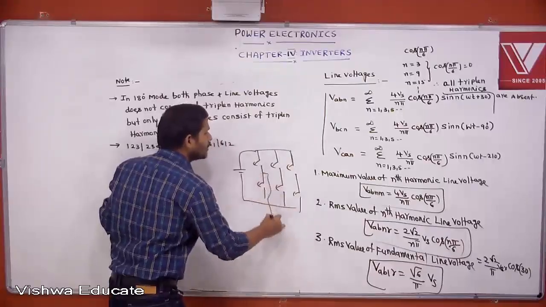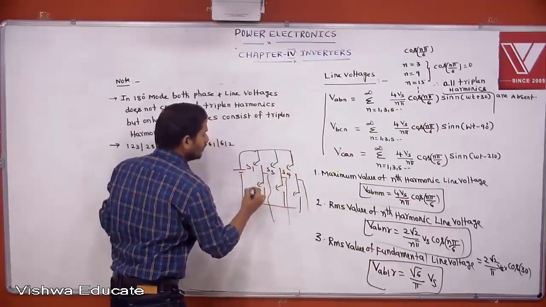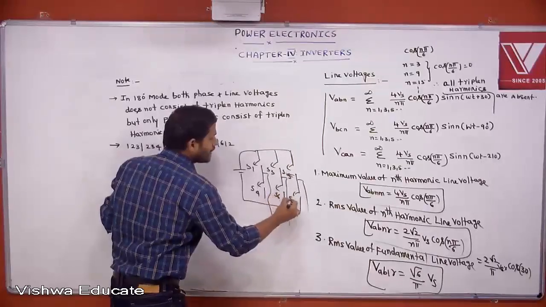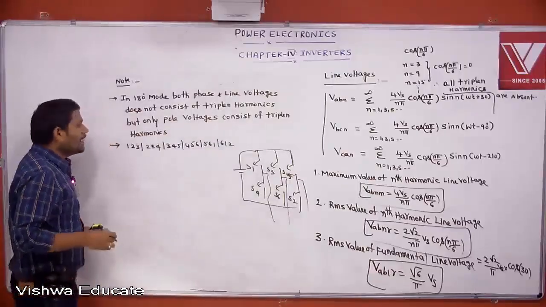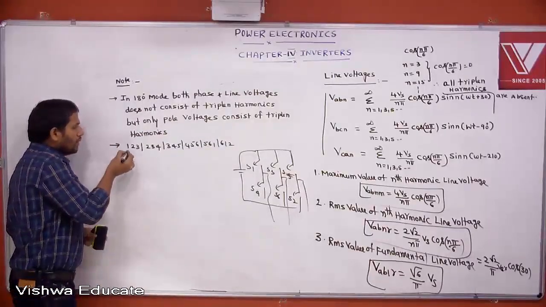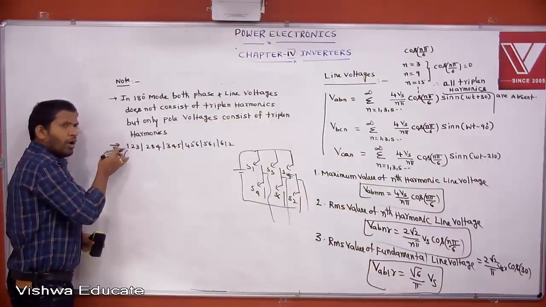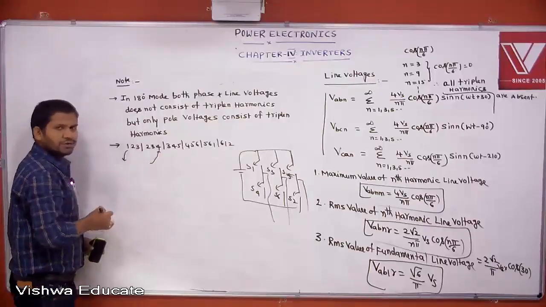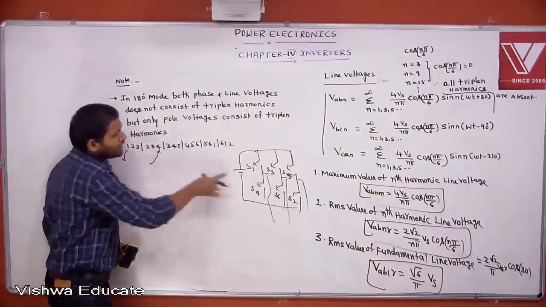Okay, this is the load. S1, S3, S5, S4, S6, S2. See, in 180-degree mode, here 1 is the outgoing switch. 4 is the incoming switch. Yes, this 1 and 4 are on the same leg now.